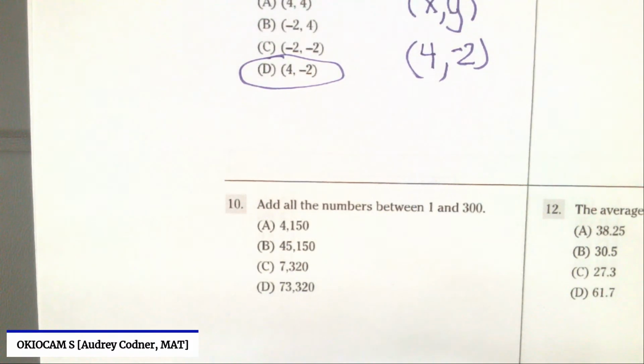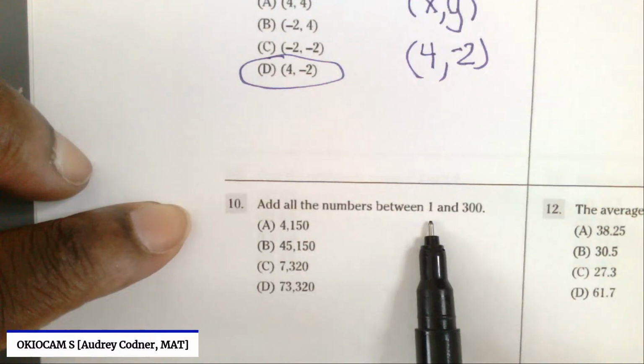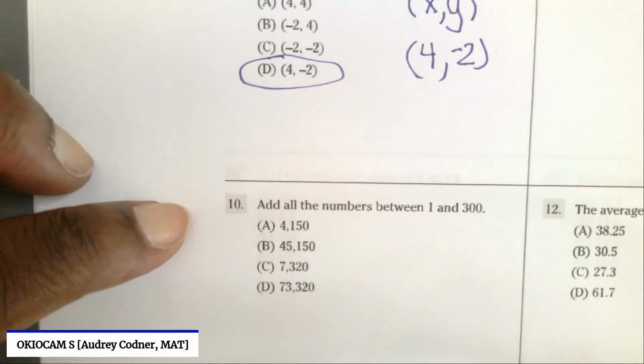All right, not a problem, Nash. All right. Ja, I love it. You're like, what? What's happening with number 10? All right. Add all the numbers between 1 and 300.